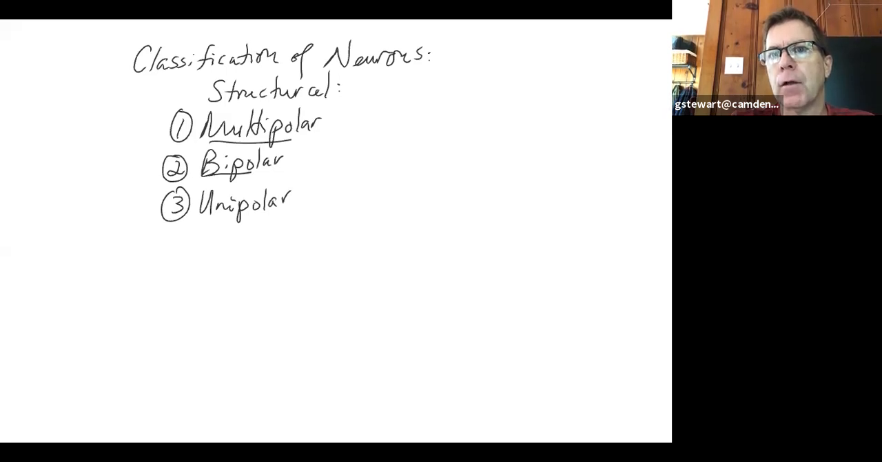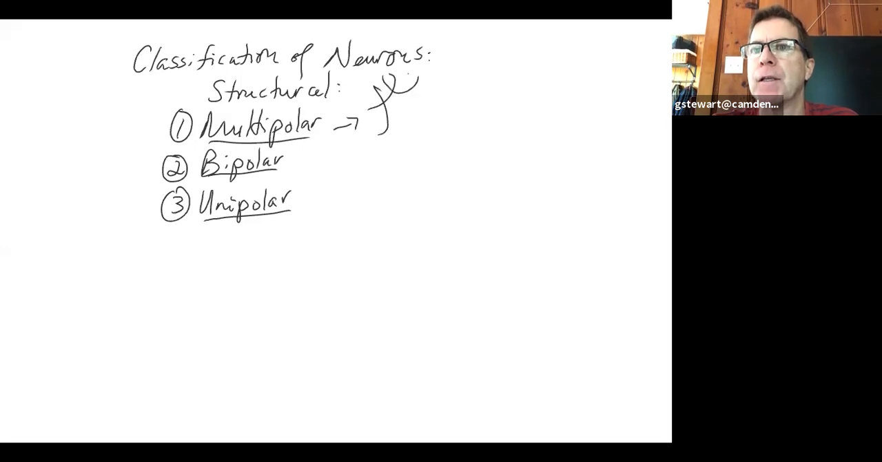Based on what they look like. Multipolar neurons have 3 or more processes total, branches. They always have one axon, so that means it has 2 or more dendrites. So multipolar are the things that I've been drawing. A typical motor neuron is a multipolar neuron because it has one axon and many dendrites.